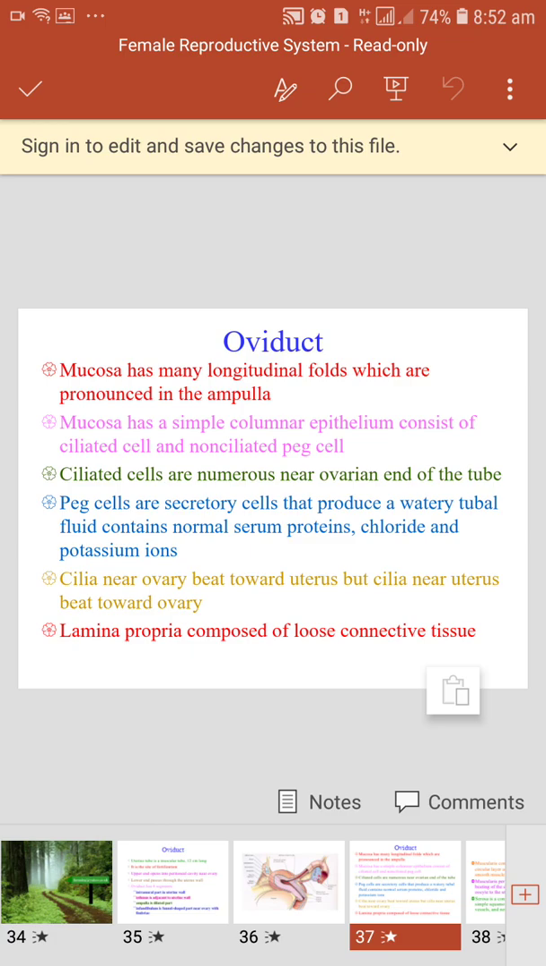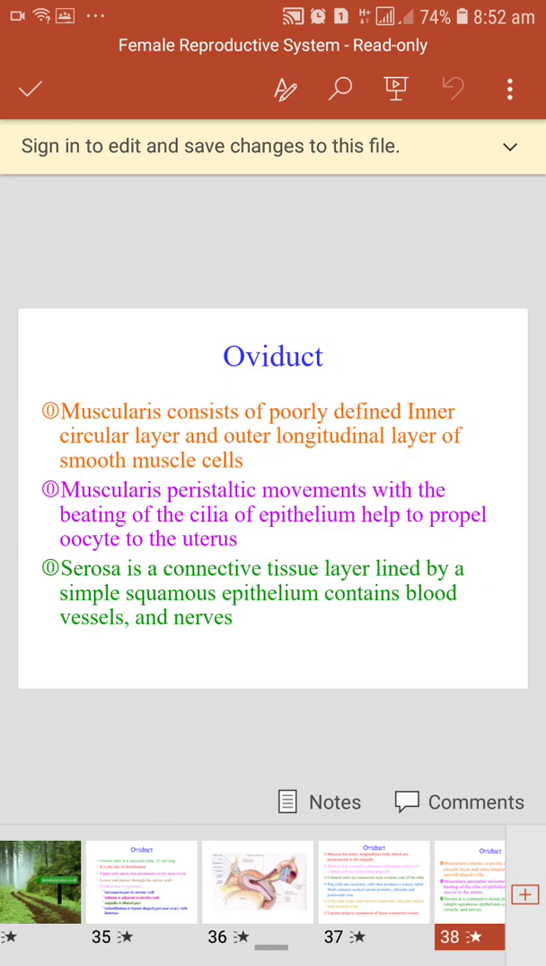Lamina propria is composed of loose connective tissue. Muscularis consists of poorly defined inner circular and outer longitudinal layers of smooth muscle. Muscularis peristaltic movements with the beating of the cilia of the epithelium help to propel the oocyte to the uterus. It has serosa, which is a connective tissue layer lined by simple squamous epithelium containing blood vessels and nerves.